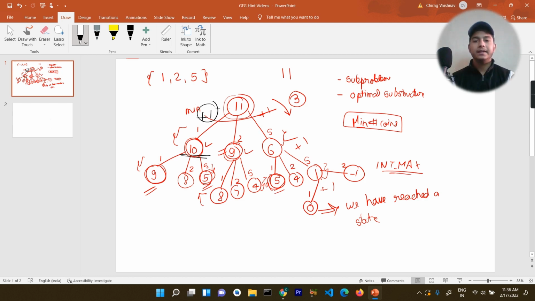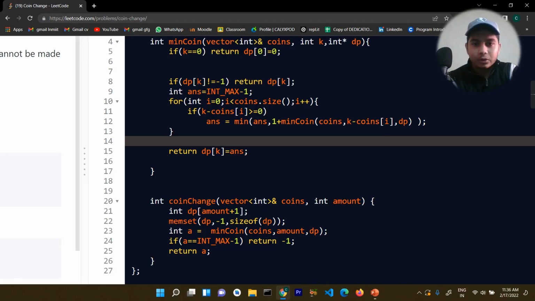So this will be the final answer that I will be looking for, and in that way I will be calling the function till I get to the base cases, and after that base case I will be returning and getting to my final answer, right? So at each level I will be calculating the minimum of all these things, and I will be returning dp of k equals answer. So at the final state I will have dp of 11 equal to answer, and 11 was the sum that I was looking for.